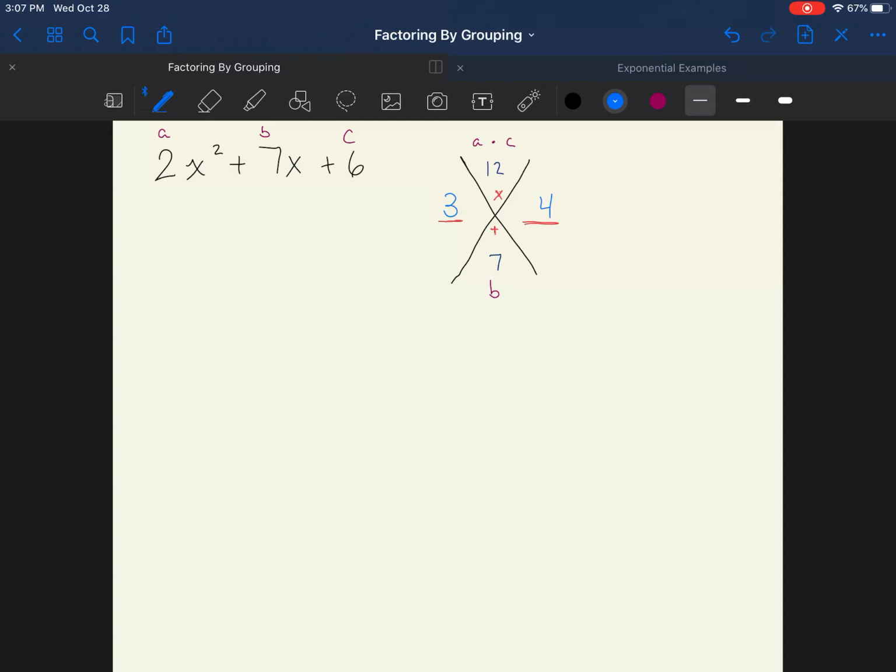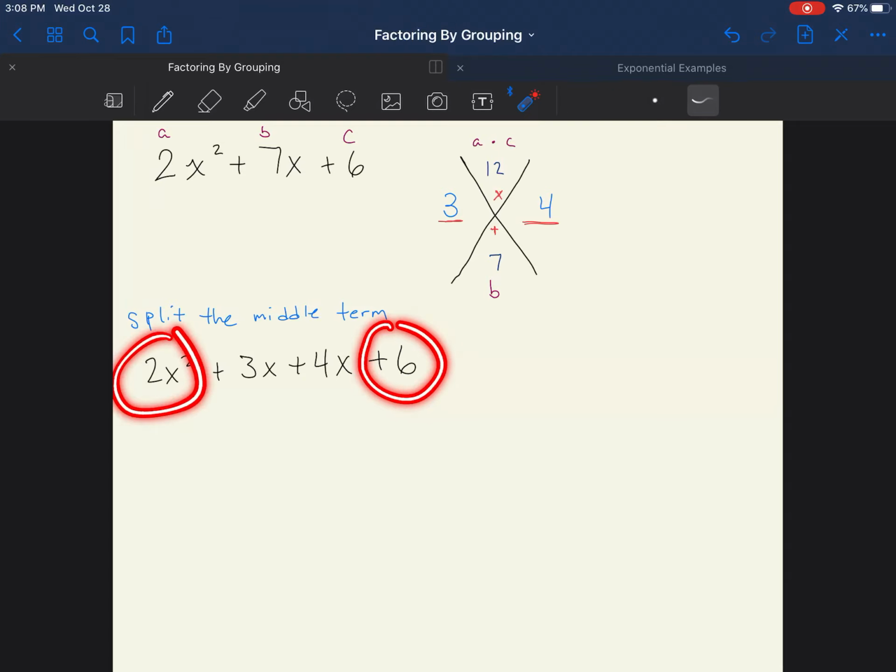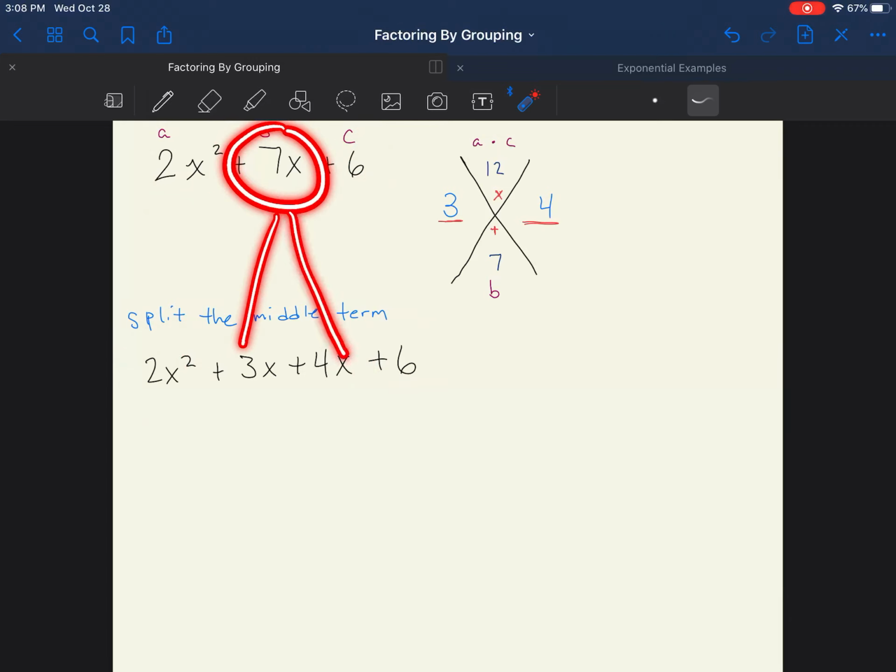Now what I'm going to do is what we call splitting the middle term. So the way that goes is instead of writing 7x, I'm going to write 2x squared plus 3x plus 4x and then plus 6. So you'll notice these stayed the same as up here. But what I did is I took this 7x and I split it into 3x plus 4x because that is still the same.